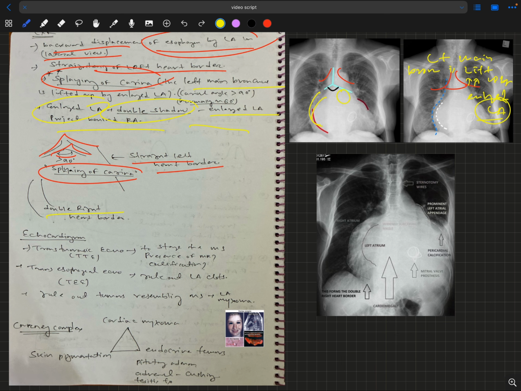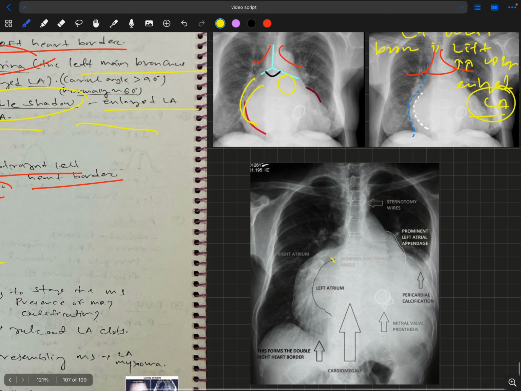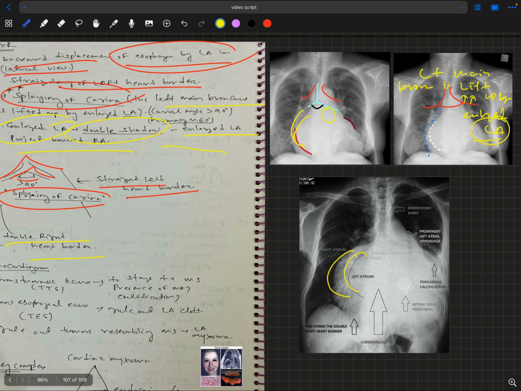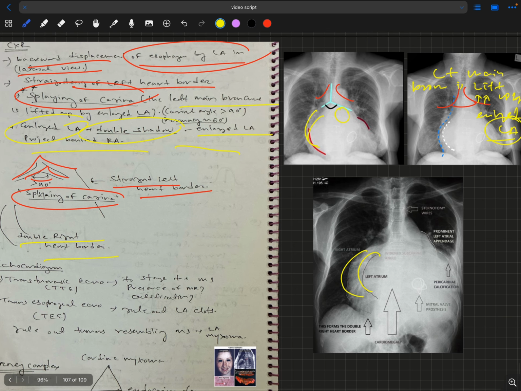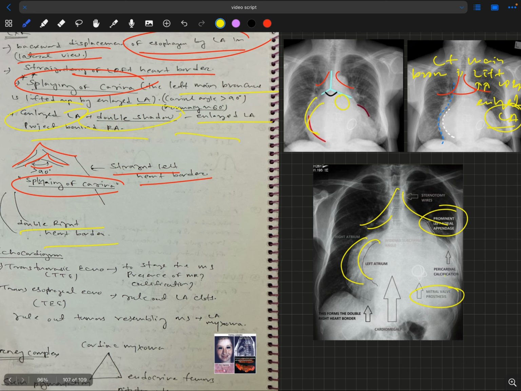Here you can see the double right heart border: left atrium, right atrium, double shadow, enlarged LA projecting behind RA, and there is splaying of carina due to enlargement, with straightening of the left heart border due to hypertrophy of the left side of the heart. Another finding is prominent left atrial appendage. Here a prosthetic mitral valve is present. Double right heart border is seen in MS and cardiomegaly.